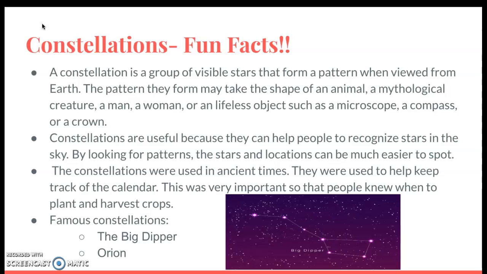The constellations were used in ancient times. They were used to help keep track of the calendar, which was very important so that people knew when they had to plant and harvest crops. Some famous constellations you may have learned or heard about are the Big Dipper, which is pictured right here, and Orion.